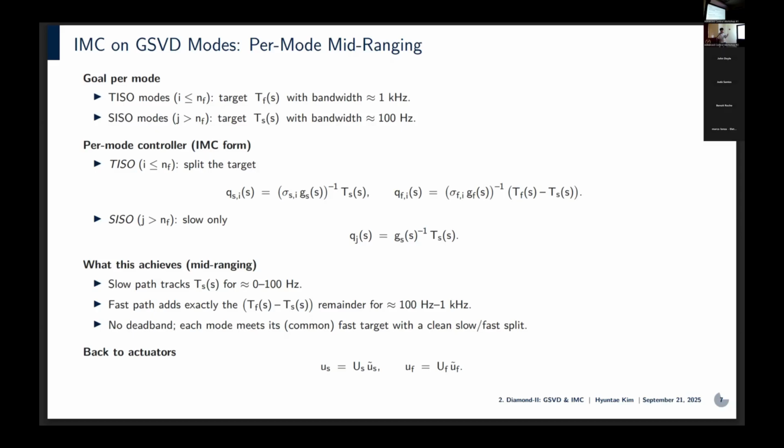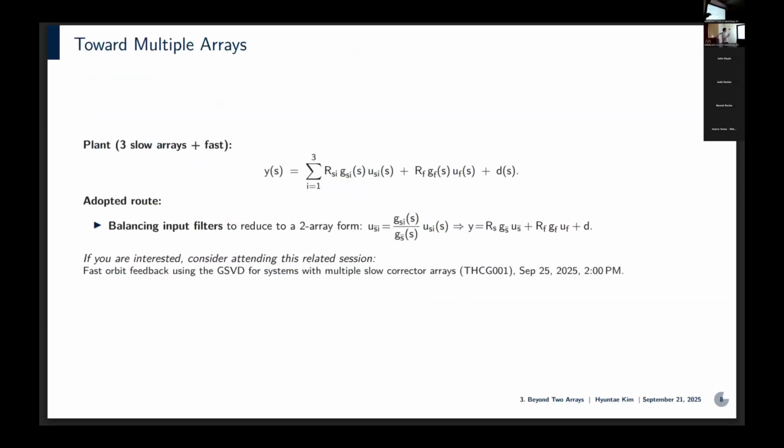And then, same as the single vector decomposition, you just stack the system and go back to real coordinates, and then Us and Uf will be the real controller for your system. After that, we again upgrade our system to multiple arrays, so that if there are 3 slow arrays and fast actuators, like Rs, Gs can be 3 slow actuators and 1 fast actuator for the system.